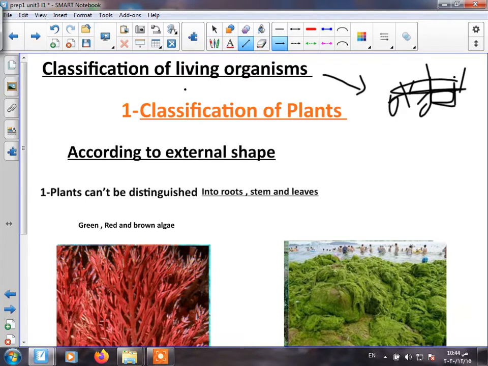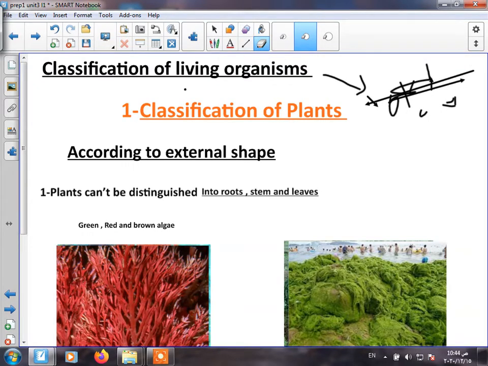The classification again means what? Classification means order. I arrange these living organisms and put them in groups, okay? And put them in what? In groups.